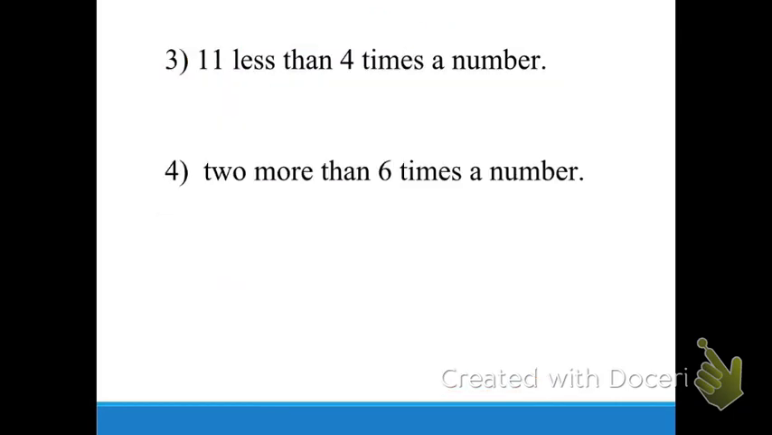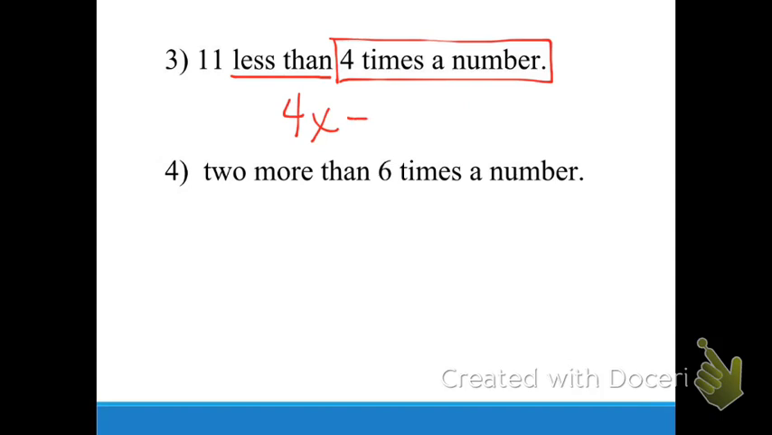Number 3 is pretty tricky. So let's talk about it for a second. What are the 2 operations? Subtract and multiply, right? Okay. So it says 11 less than 4 times the number. Less than means we're going to do what? Turn it around. So whatever's after the less than is going to be first. So this is the part we're going to do first. 4 times the number. What is that? 4x or 4 times x. And then less than means we're going to subtract, and 11 comes at the end. 4x minus 11.